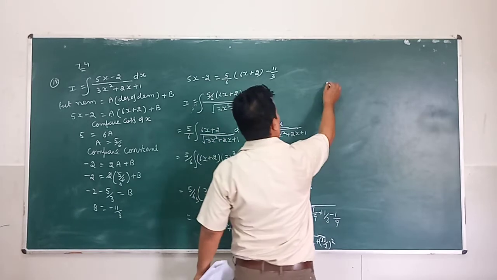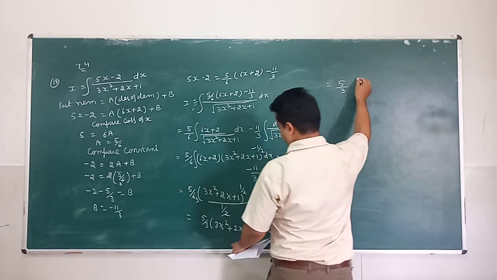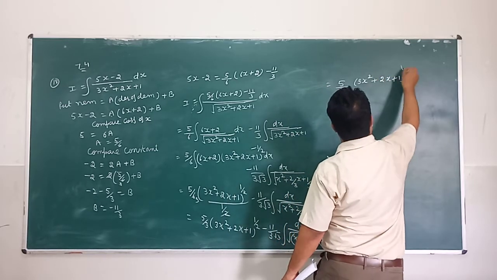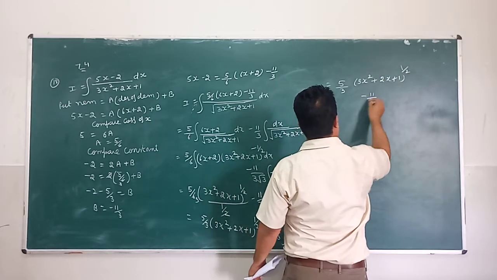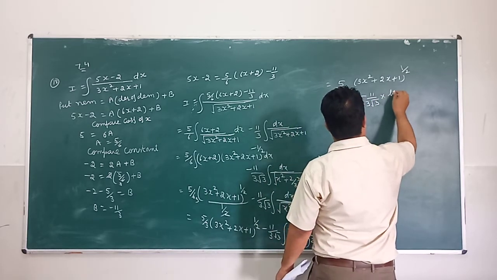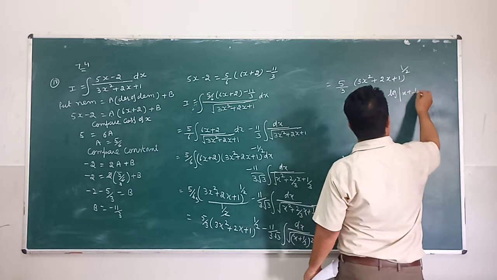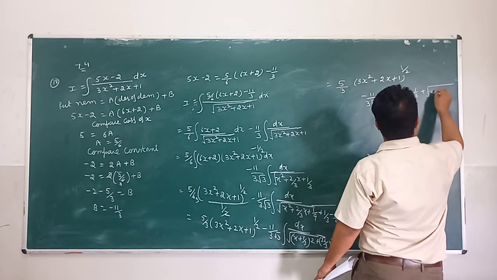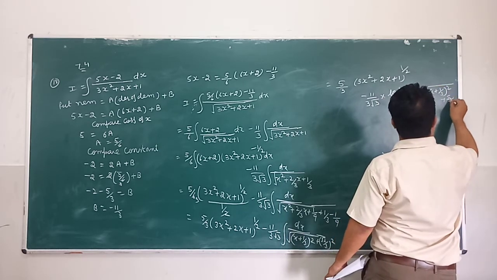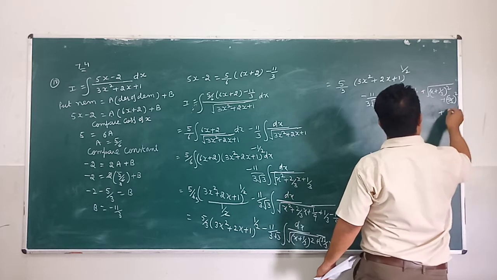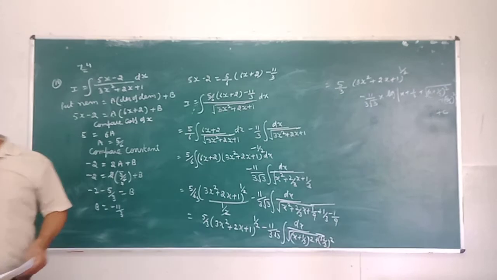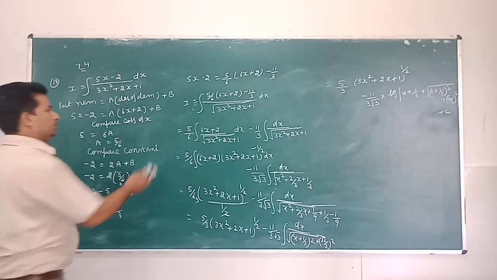So this is 5/3 times the root of (3x square plus 2x plus 1), minus 11/(3 root 3), using the identity of log of x plus root of x square plus a square, plus c. This is the answer of this question. This is an important one, and lengthy also.